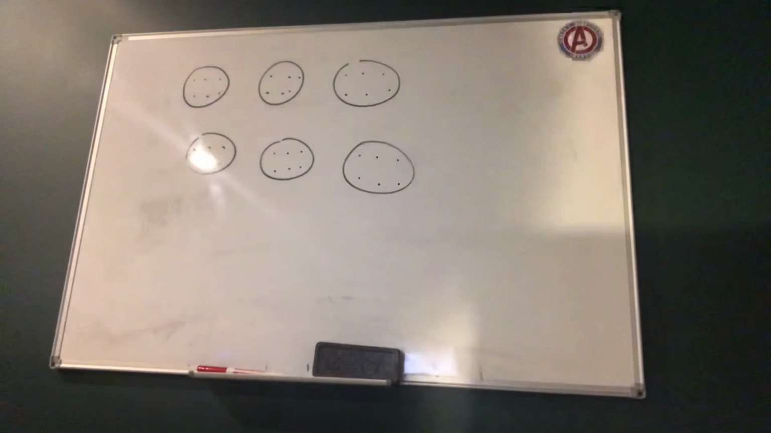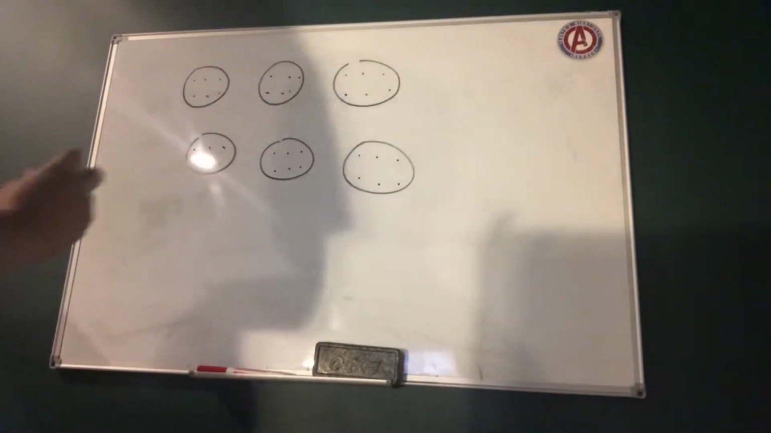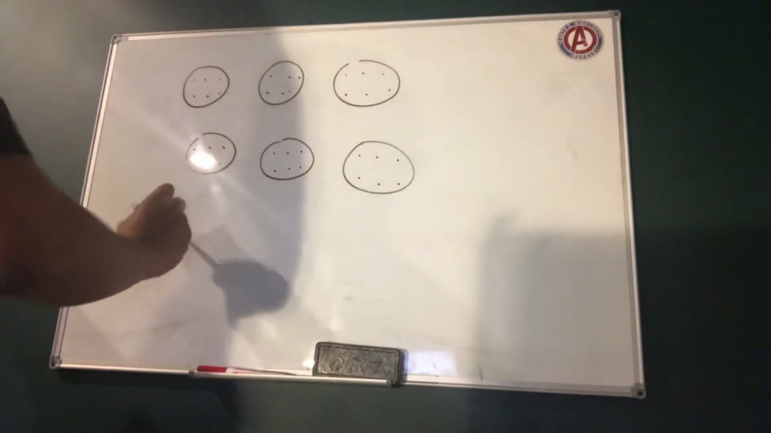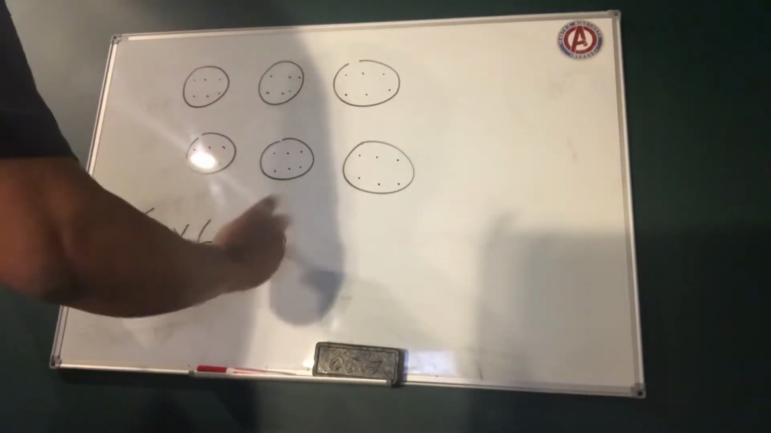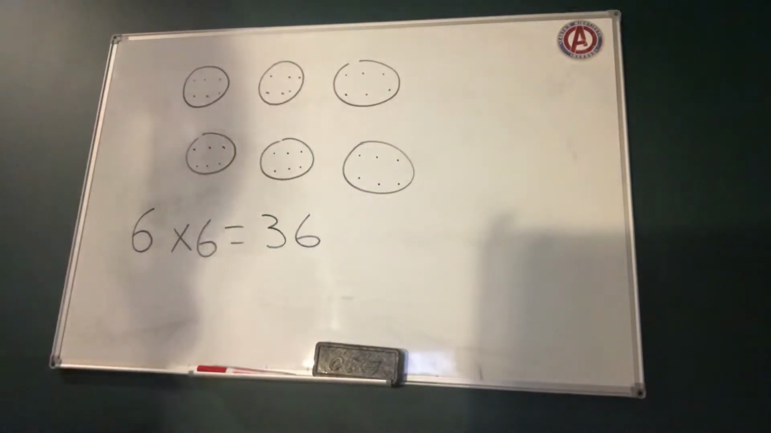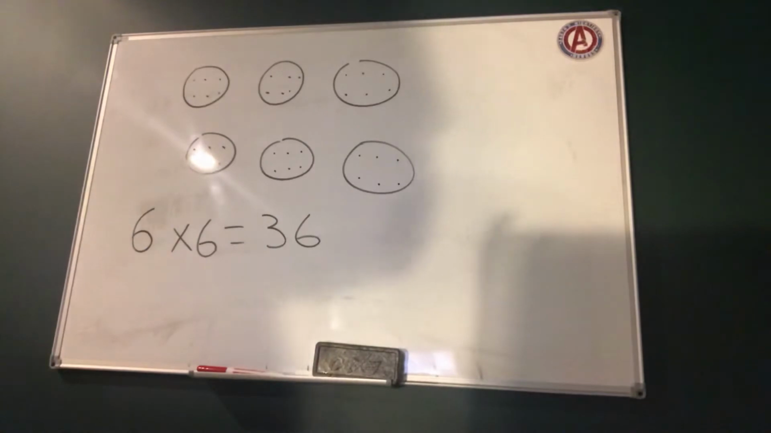Now, we can represent this drawing we just made by using an equation. We have 6 ants with 6 legs, which will give us 36 legs. That's just a visual way to show a multiplication problem.